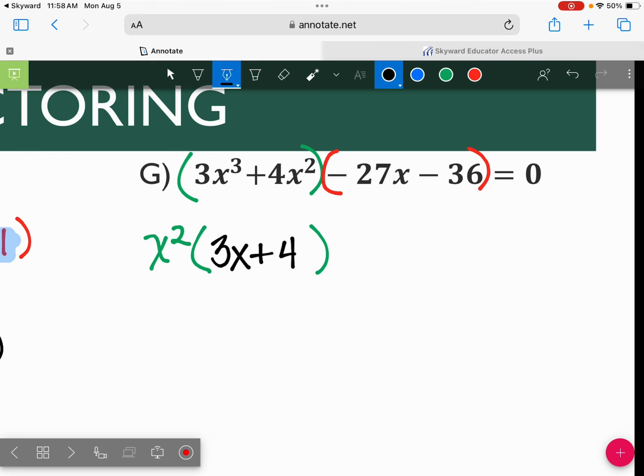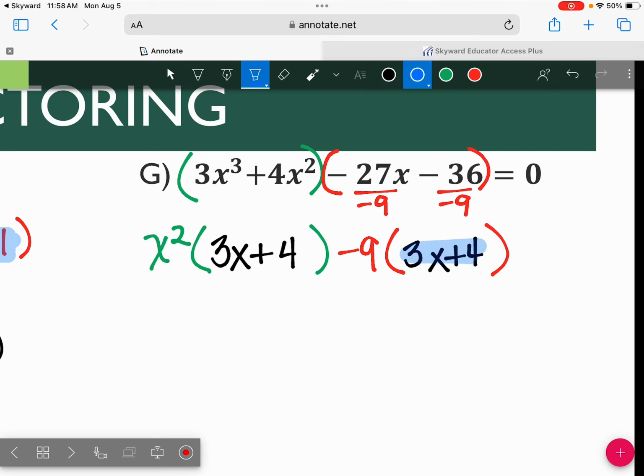So what do you think I have to divide? Because I need to divide something out of these 2 in order to get a 3x plus 4. So what do you think? What number am I taking out of both of these? Not just a +9, but a -9. And when you divide both of these by -9, again, you get that same 3x plus 4. So we know we did it right, because these 2 have to match, and they do match. So my first factor is 3x plus 4.